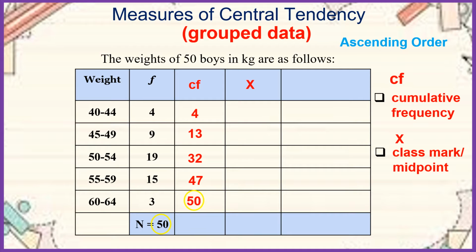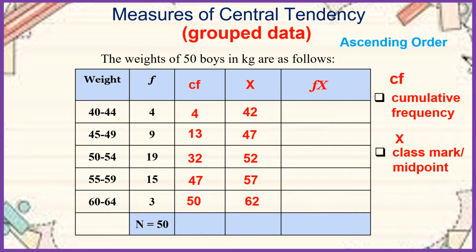X is the class mark or midpoint. To solve for the class mark or midpoint, we are going to add the lower limit plus the upper limit divided by 2. So 40 plus 44 divided by 2 is equal to 42. 45 plus 49 divided by 2 is equal to 47. 50 plus 54 divided by 2 is equal to 52. 55 plus 59 divided by 2 is equal to 57. 60 plus 64 divided by 2 is equal to 62.